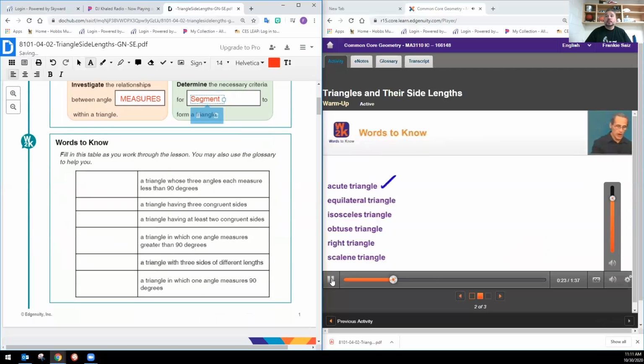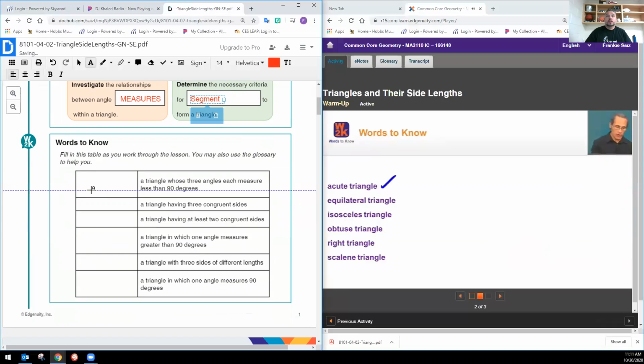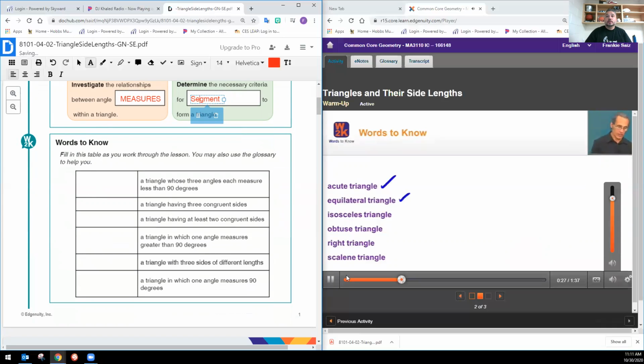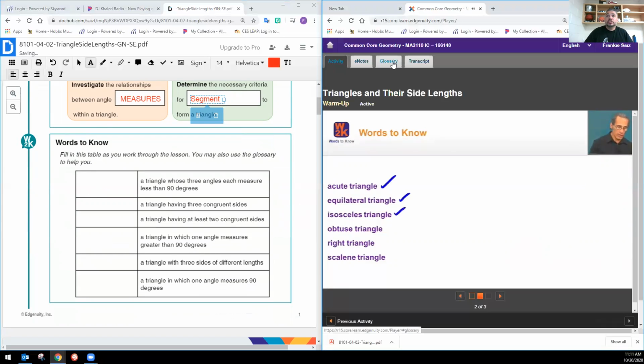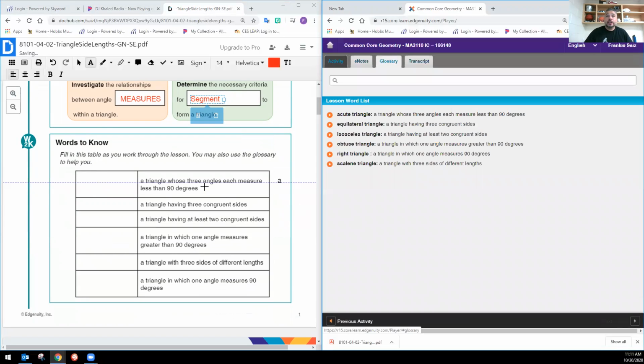We have acute triangle, equilateral triangle, isosceles triangle. I'm going to pause this real quick just to show you this is where you get them from right here. I already know the meanings of all these ones, so I'm going to let this play out, but this is where you get these. All you do is, right here, this is an acute triangle, a triangle whose angles each measure less than 90 degrees. So acute means small, just small angles. That's how easy it is. But make sure you guys do that.